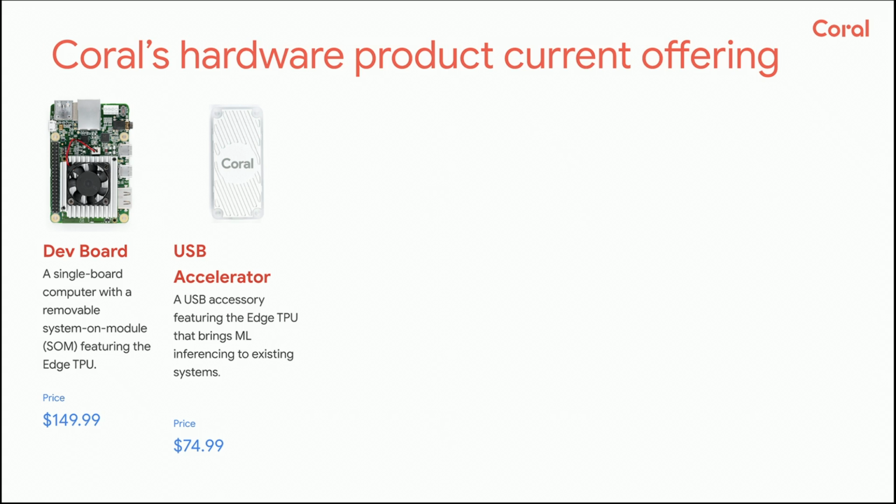So this is the Coral Devboard. It's very small, as you can see. It is a single board computer with all the necessary input-output connectors on it. This is the USB key. It's even smaller. It's just typical of any USB key you would use. So these are the two current computer platforms you use to develop applications.